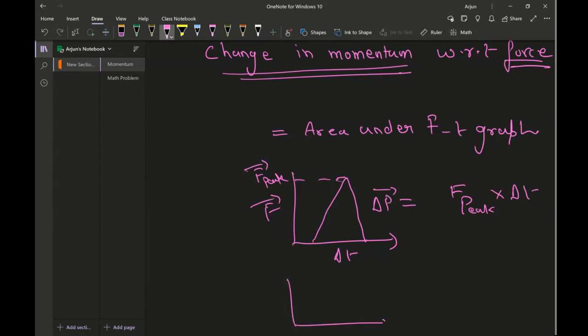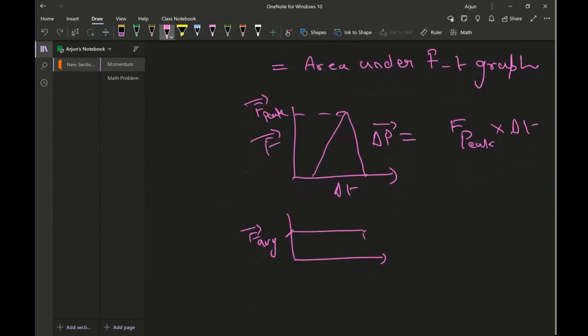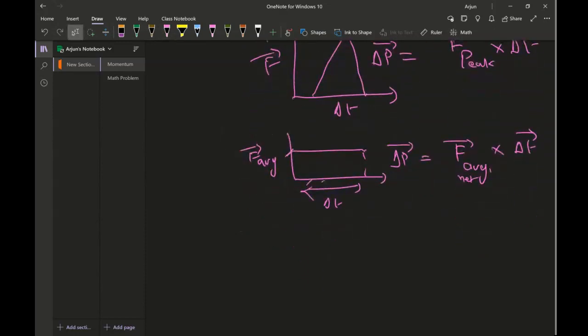Now, if the graph looks like this, a horizontal line, I'll call it an average force, because it is not changing over a period of time. That's why I'm calling it an average force. And this is the time, delta t. So the formula will become F average times delta t. You can call it average, net average, means one and the same thing. So delta p. Now, I'll take an example and try to find out how the force affects the momentum.